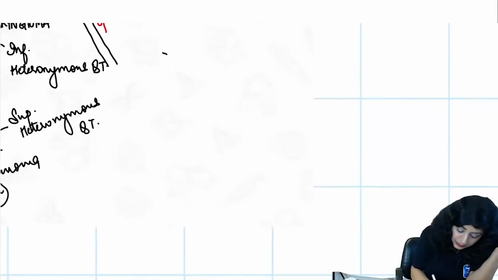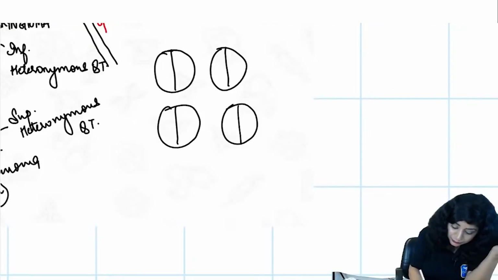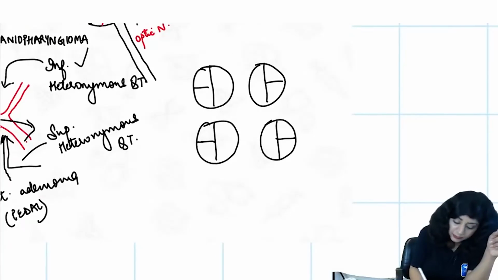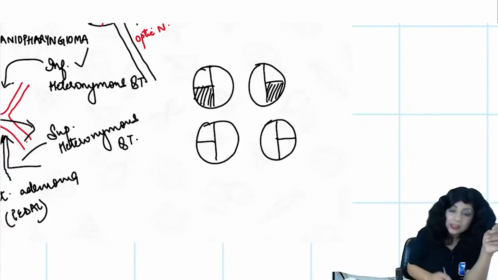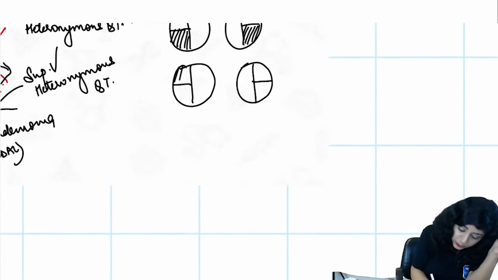That means if we draw it this way, because they are compressing only half of the fibers, so in bitemporal which quadrant are they going to affect? When I am talking about this inferior, only the inferior quadrant of both sides is affected. And when I am talking about the superior heteronymous quadrantanopia, only the superior quadrant of both the sides is affected, like this.